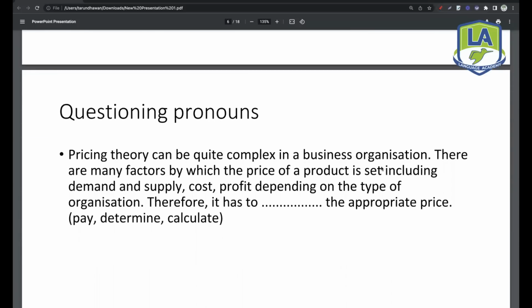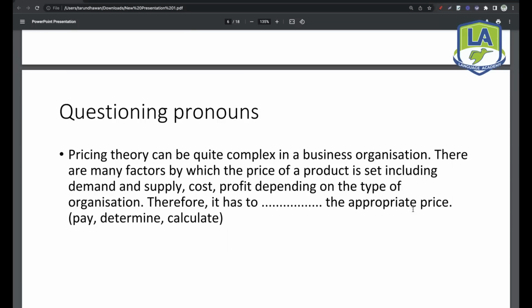Again, there's an example of questioning pronouns. Pricing theory can be quite complex in a business organization. There are many factors by which the price of a product is set, including demand and supply, cost, profit, depending on the type of organization. Therefore, it has to dash the appropriate price.